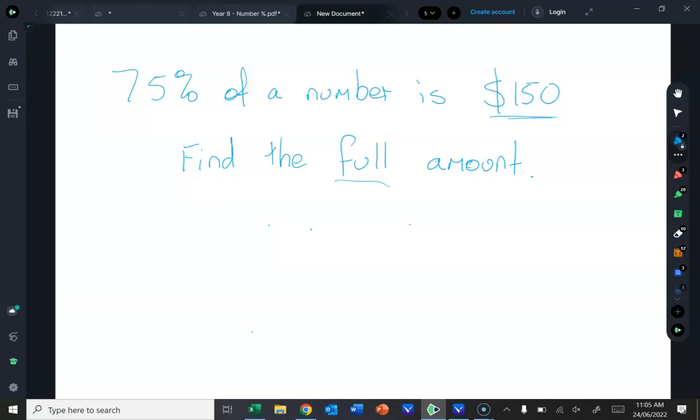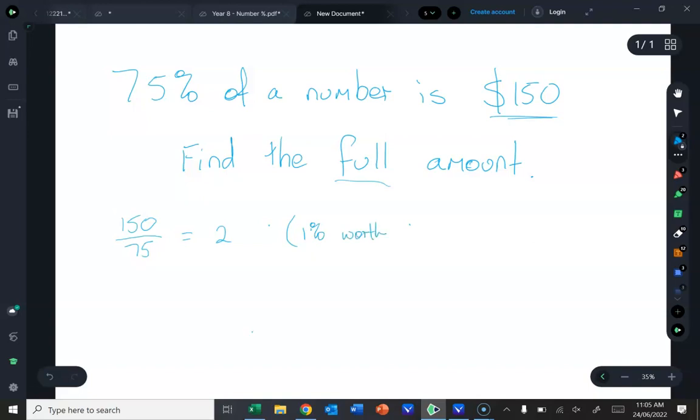But when it's something like this, which is 75, one way of doing this is to take it back down to what 1% is worth, okay? So instead of looking for 75%, take the 150 and divide it by 75, and that will give you 2, which is what 1% is worth, okay?